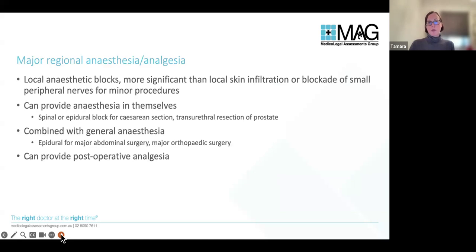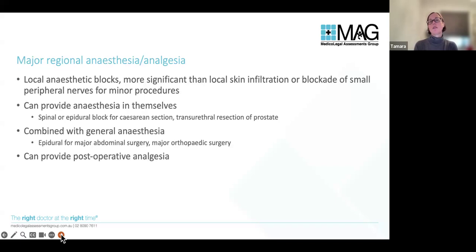I'm now going to talk about a couple of cases relating to major regional anaesthesia or analgesia, and please don't ever think that you can never go into a hospital again, because some of these things might happen to you. But I'm sure we've all seen such and worse.